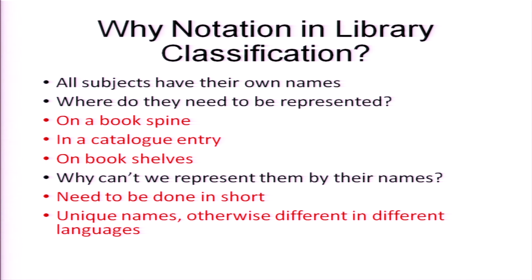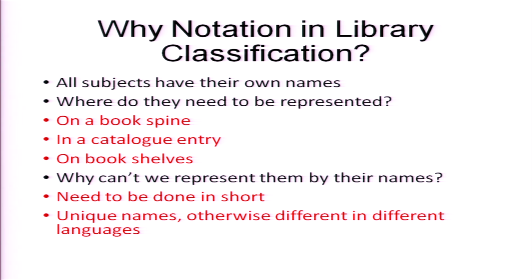It may be a sentence also, because the length of the subject could be any. Therefore, it is difficult to mention that subject on the spine of the book. Therefore, you need to have a system where you can briefly represent the subject of the book. Also in a catalog entry, a long subject cannot be expressed in a number of terms. It has to be brief. On bookshelves also it is mentioned. Therefore, we need brief names, which is possible by notation.